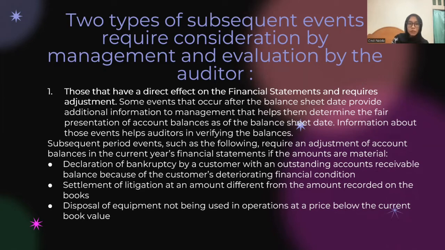Subsequent period events, such as the following, require an adjustment of account balances in the current year's financial statements if the amounts are material. First is the declaration of bankruptcy by a customer with an outstanding accounts receivable balance because of the customer's deteriorating financial condition. Next is settlement of litigation at an amount different from the amount recorded on the books. And then the disposal of equipment not being used in operations at a price below the current book value. Next.